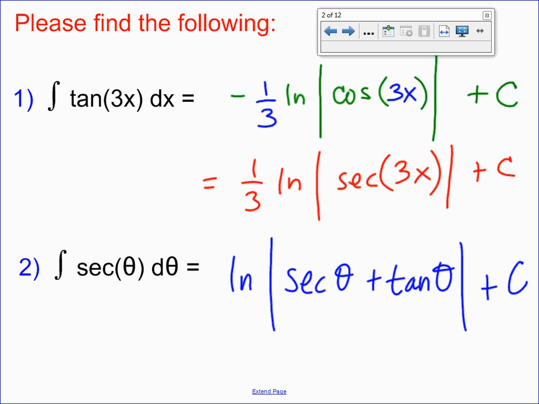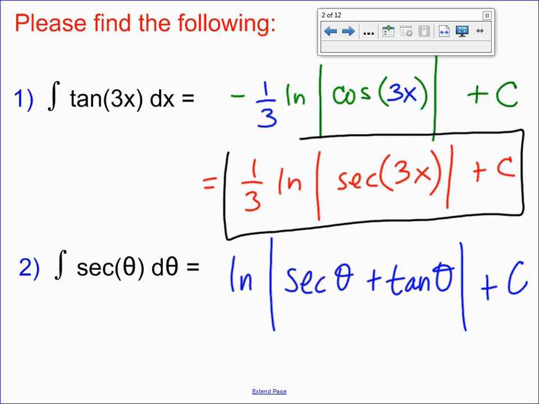Raise your hand if you had that. So natural log of and then absolute value bars of. Good, and we can just do that from memory. There's no derivative of the angle, so we don't have to include a constant in this case. All right, I'm going to box this. Either of those are correct.